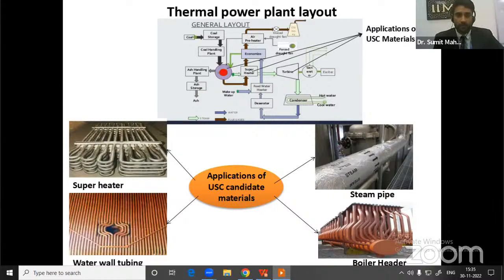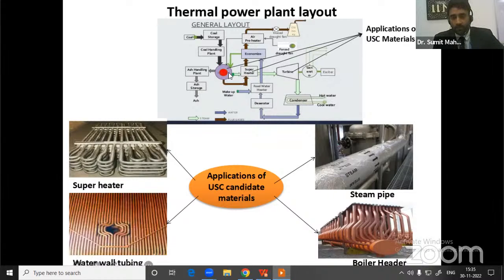There is one term which you've heard in the outline: USC, the ultra supercritical power plants. Basically, there are three types of power plants which are operating. The first one is supercritical. Supercritical power plants are those where the operating temperature is near about 450 degrees centigrade, meaning the maximum temperature reached in those kinds of power plants is 450. And then there is ultra supercritical. The temperature of the ultra supercritical power plants reaches near 650 degrees centigrade. And now work is going on to set up advanced ultra supercritical power plants, where we are able to achieve the highest temperature of 700 degrees centigrade.